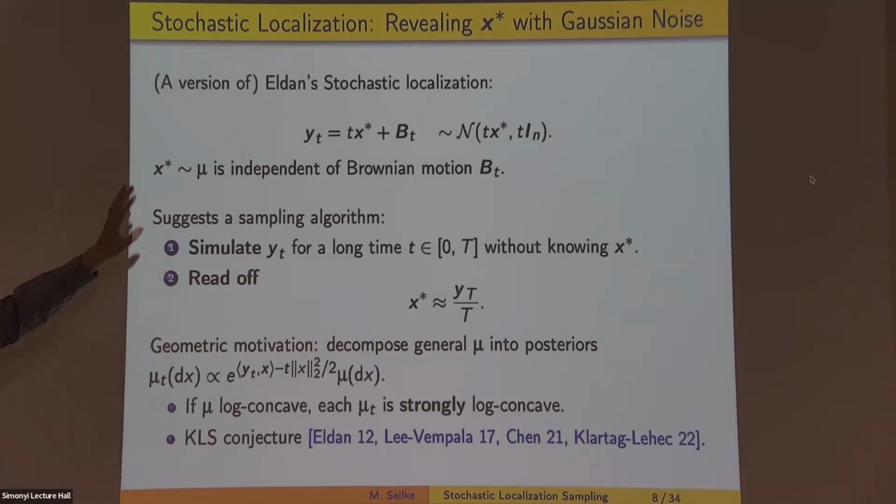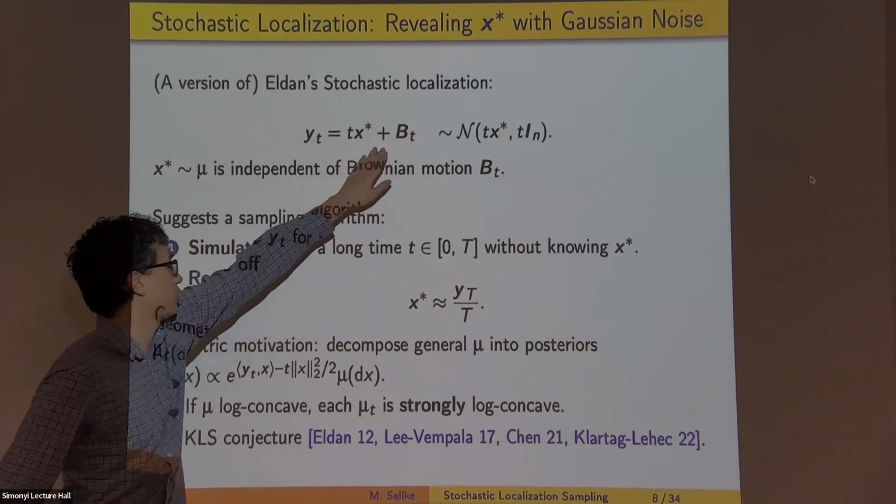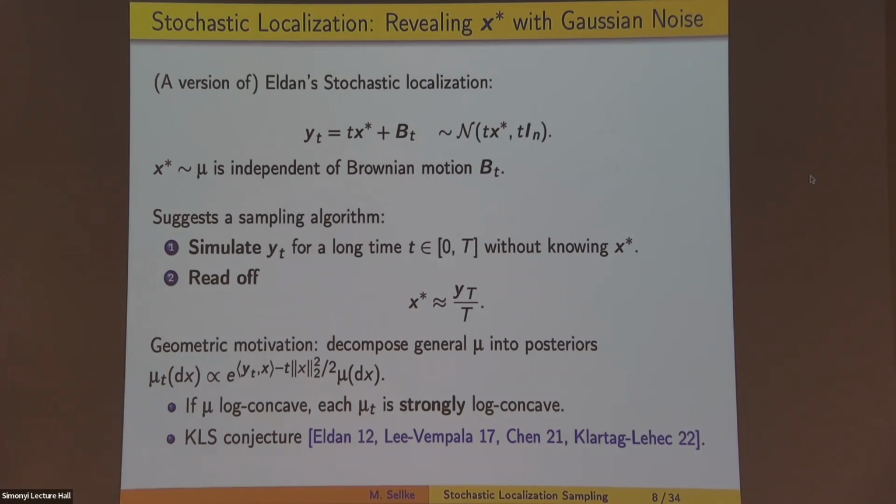In this generality, they can work with some processes that are a bit more general. Like they can have a general time-dependent covariance and things. But we're just looking at this specific form. Other questions about this? Okay.